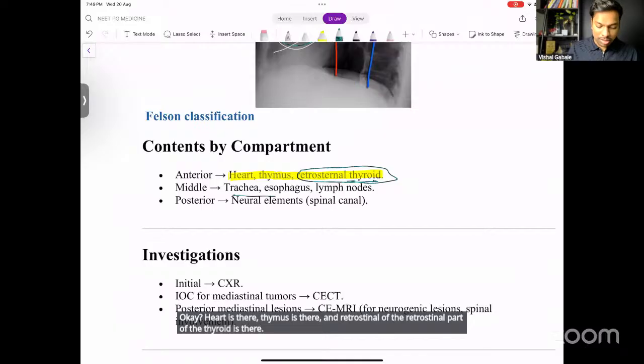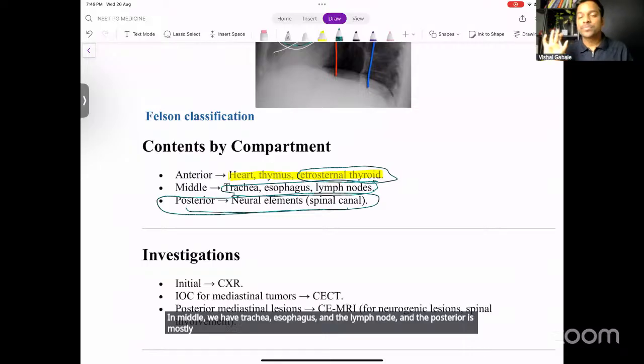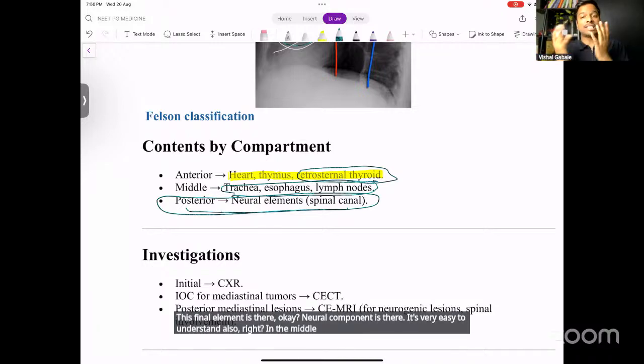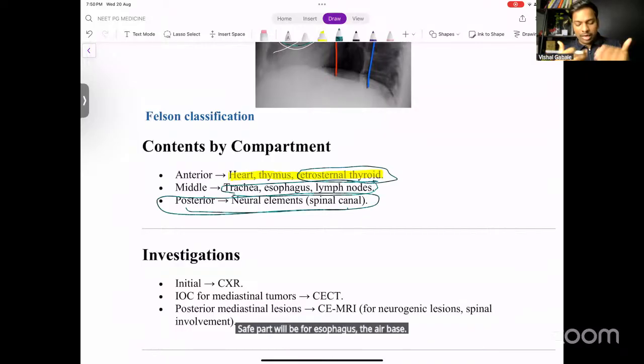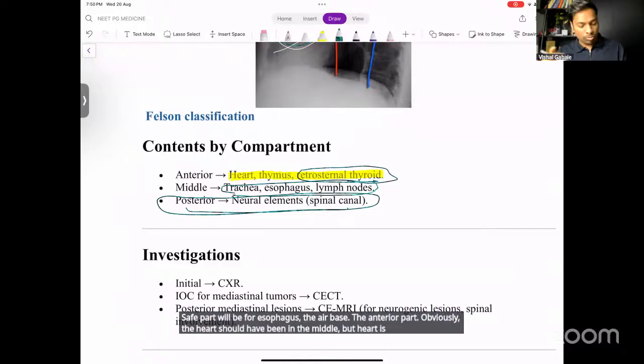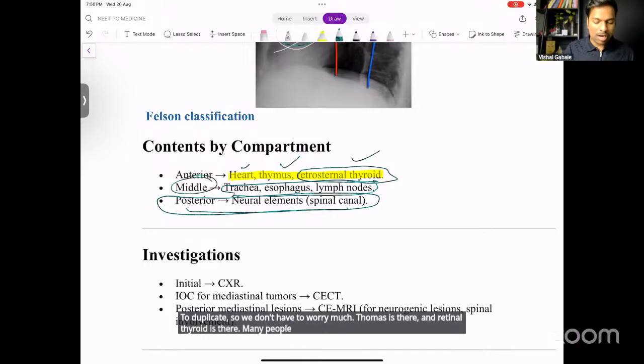In the middle, we have the trachea, esophagus, and lymph nodes, and the posterior is mostly the spinal cord, the spinal element, the neural component. It's very easy to understand, right? In the middle part, the safe part, are the esophagus and the airways. Obviously the heart should have been in the middle, but the heart is a little anterior in the human structure. It is protected by the rib cage, so we don't have to worry much. Many people might feel the heart is in the middle, but no, the heart is in the anterior mediastinum.